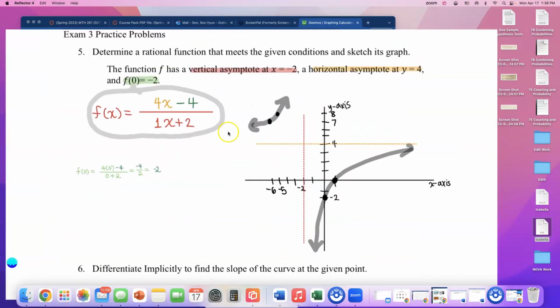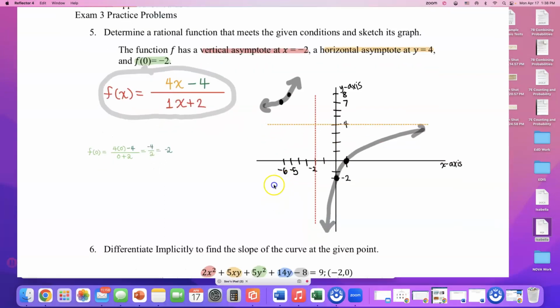So I will ask you to write an equation and just sketch its graph. I did some extra work by finding 3 additional points, but as long as you sketch something that has that vertical asymptote, that horizontal asymptote, and the point I ask you to have, that's going to be okay for your sketch part, okay?